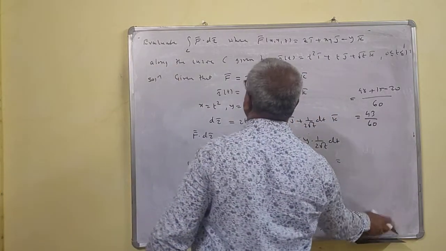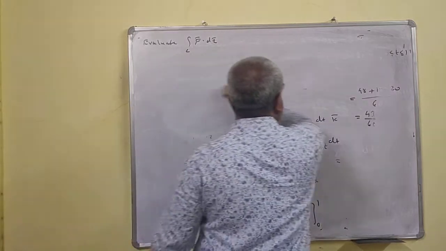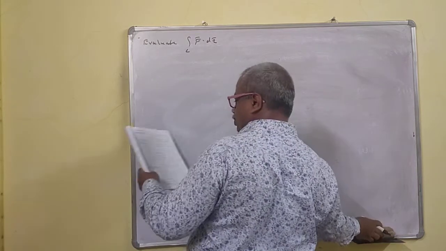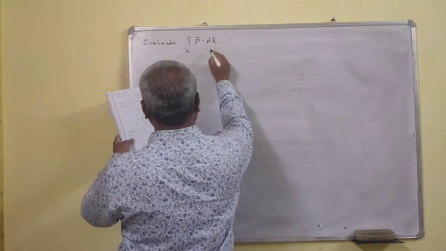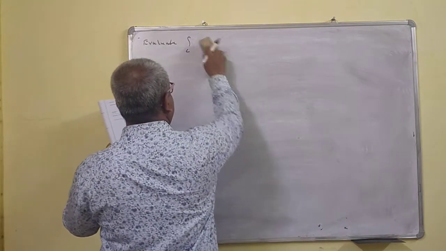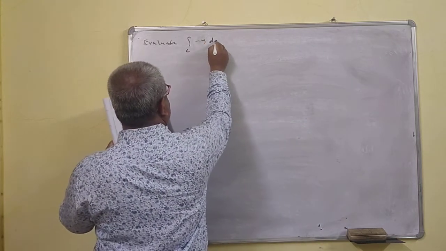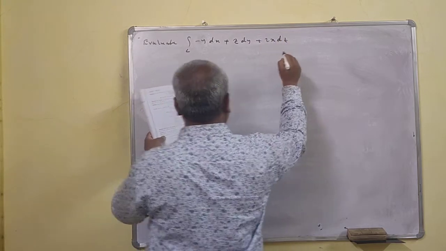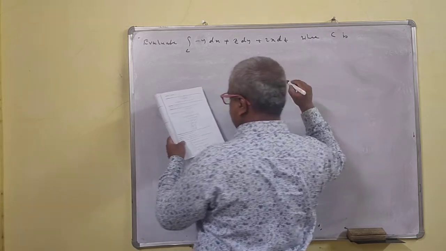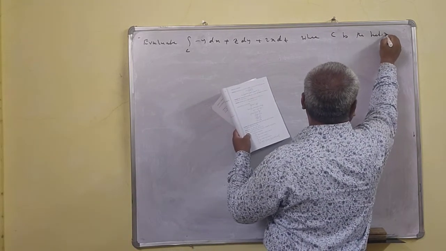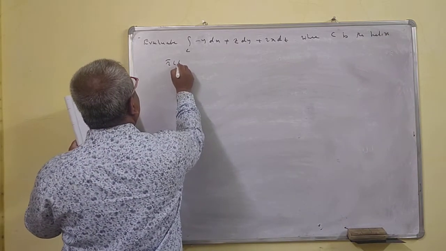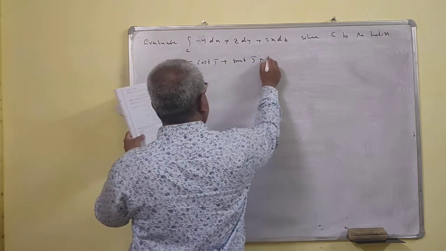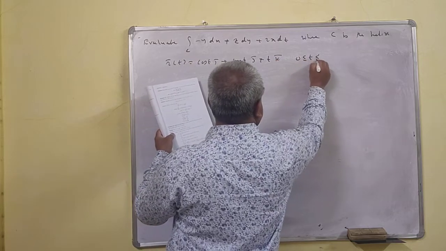Okay, next. Evaluate the line integral of minus y dx plus z dy plus twice x dz, where c is the helix, whatever the name is given, don't bother about this, r bar equal to cos of t i bar plus sin of t j bar plus t k bar, 0 less than or equal to t less than or equal to 2 pi.